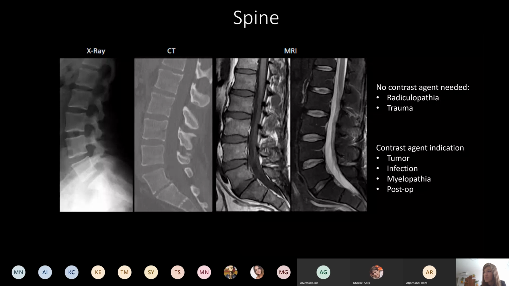Yeah, I was quick. So for imaging the spine, there are actually 3 modalities that we use. One is X-ray on the first image. The second one is CT, and the third one is MRI. This is basically the same: if you just want to see a disc protrusion or trauma, then you don't need contrast agent. And for tumors, infection, myelopathy, or post-op patients, you can give contrast agent.